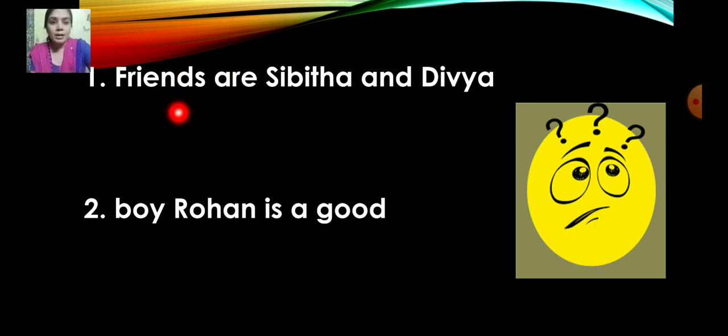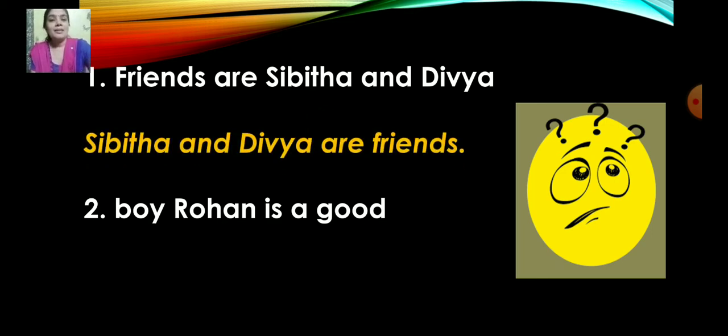Number 1, friends are Sibitha and Divya. Which word will come first? If you know how to speak in English, you can easily arrange. So the right sentence is: Sibitha and Divya are friends. It is arranged properly, it gives a proper sense and a proper meaning. It is a sensible sentence.